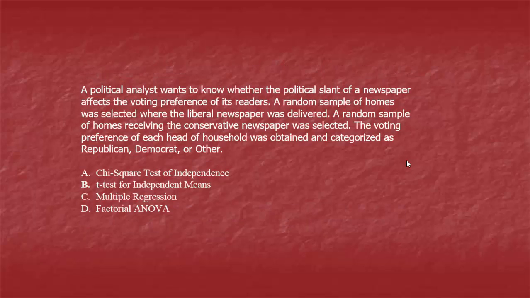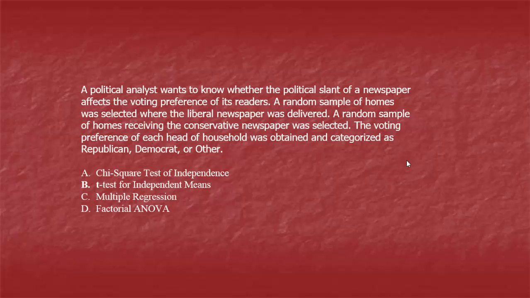Third one, again, try to come up with the answer before I tell you the answer. Maybe pause the video and think about it. A political analyst wants to know whether the political slant of a newspaper affects the voting preference of its readers. A random sample of homes was selected where the liberal newspaper was delivered. Also, a random sample of homes receiving the conservative newspaper was selected. The voting preference of each head of household was obtained and categorized as Republican, Democrat, or other.